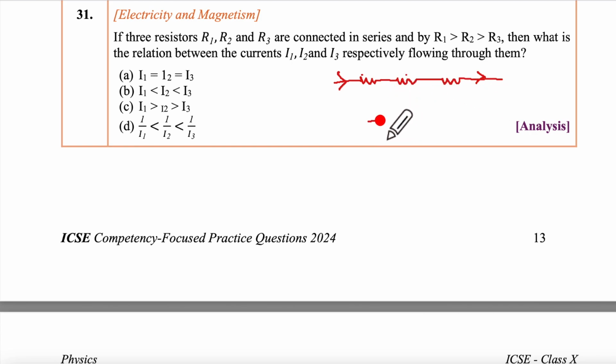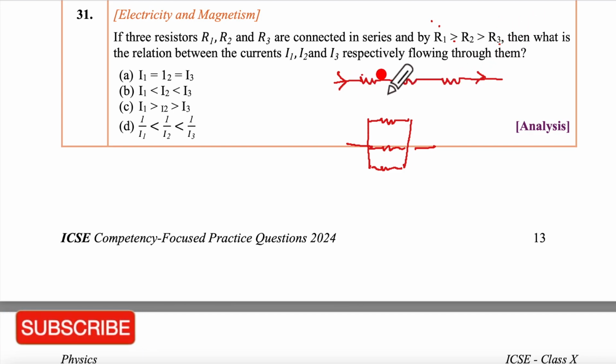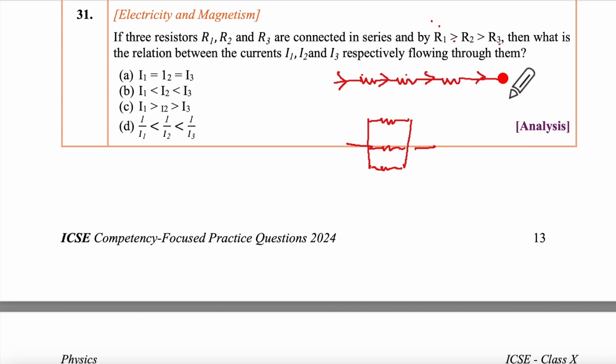If they were in parallel, then in that case, R1, which is the maximum resistance, would have had minimum current, and R3, which is the minimum resistance, would have had maximum current. But if they are in series, it will be one path only, and so it will be having the same current. So same current means option A.